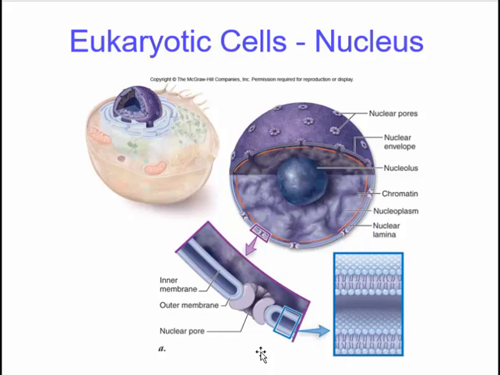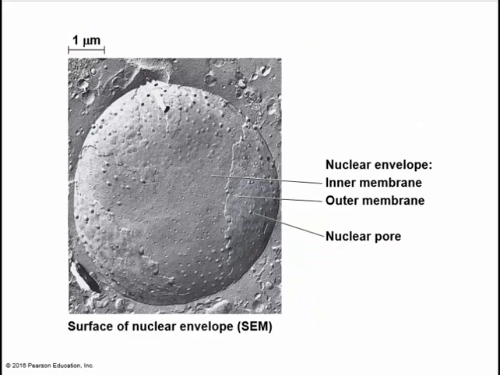How do things get in and out of the nucleus? Well, they have these nuclear pores. This allows material to come in and out of the nucleus. In the center, or maybe not always, the center of the nucleus is this more dense area called the nucleolus. I'll come back to that in a moment.